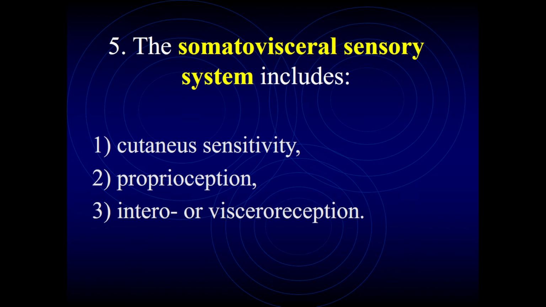And the last question will be about the somato-visceral sensory system. The somato-visceral sensory system includes different types of sensitivity. There are cutaneous sensitivity, proprioception, and intra or visceral reception.